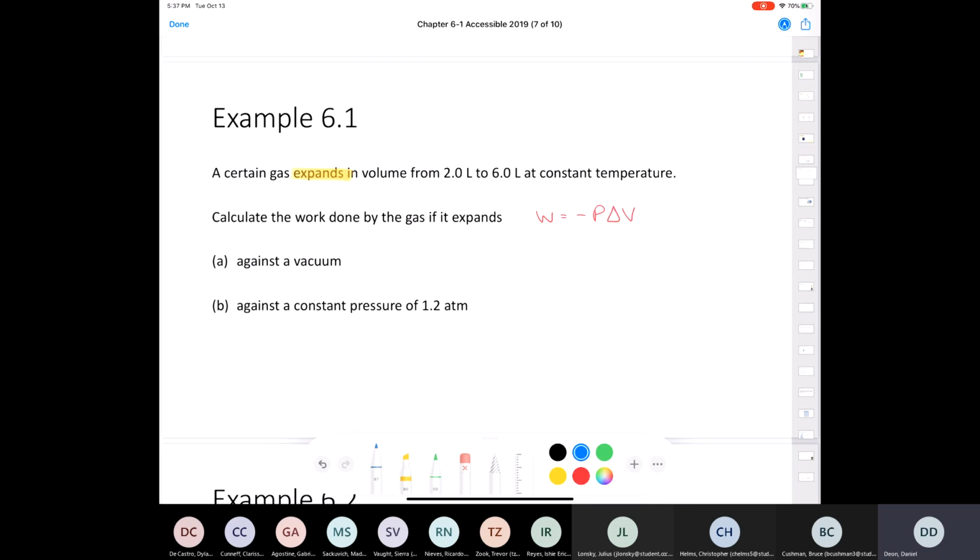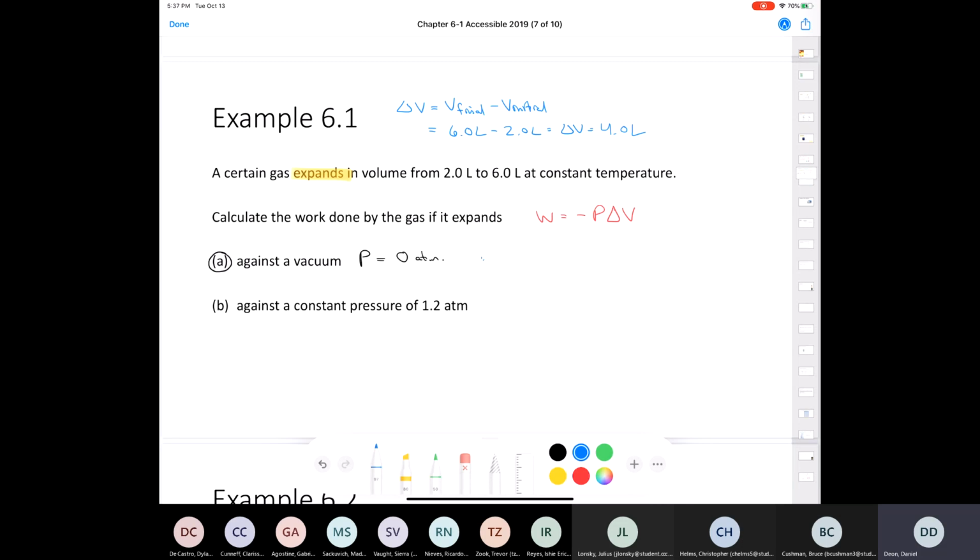I think the first thing we should do here is calculate delta V, because we know delta V is equal to the final volume minus the initial volume. And the final volume is 6.0 liters. The initial volume was 2.0 liters. And so we get a delta V, which is equal to 4.0 liters, like that. Okay, now that we've got that, we can work out these two different scenarios. Now, if this gas is expanding against a vacuum, what's our pressure going to be? If we're going against a vacuum, there's no pressure at all. So in that case, we'd have a pressure equal to 0 atmospheres, like that.